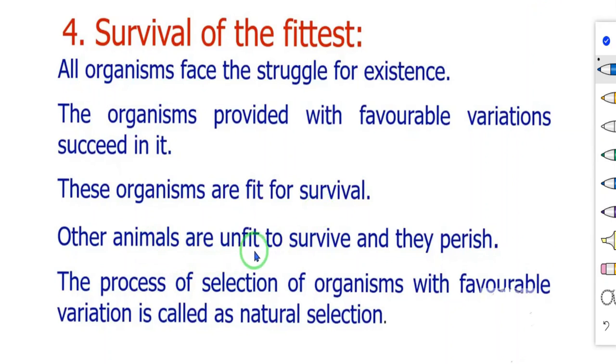Other animals are unfit to survive and they perish. So the remaining organisms are unfit. They cannot survive in the environment. The process of selection of organisms with favorable variations is called natural selection. So only some of the organisms can survive in the environment, those with the favorable variations. That is called natural selection.